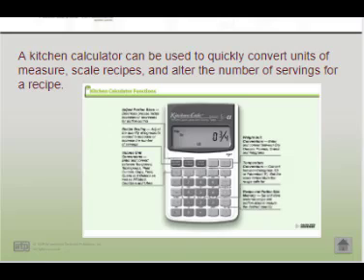It is important to remember that a calculator cannot be used to convert volume to weight nor weight to volume because of the differences in density. Once math concepts are understood in terms of when and how they are applied, a kitchen calculator can be an efficient tool.